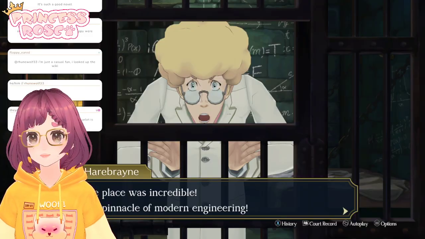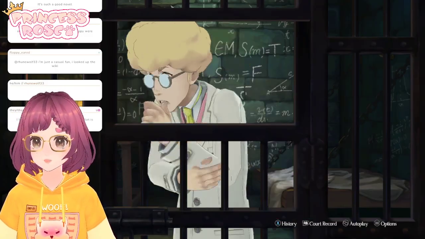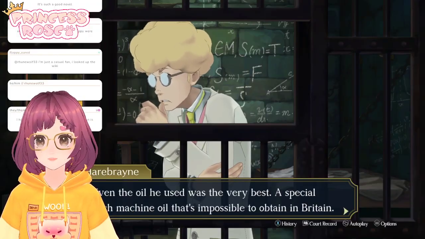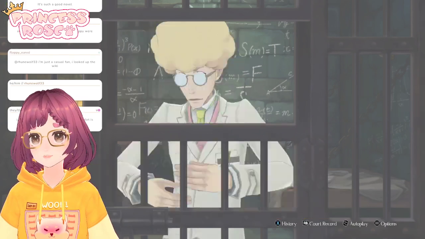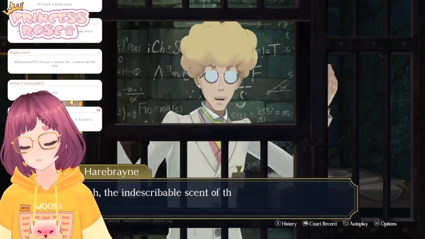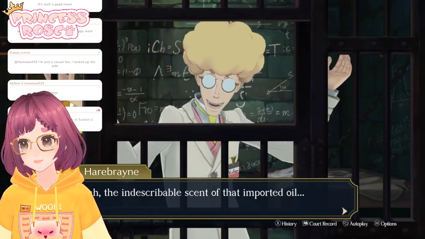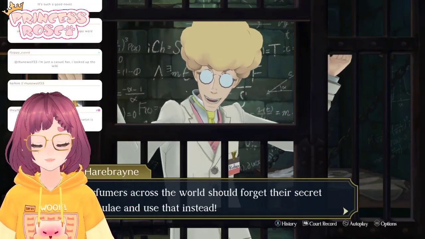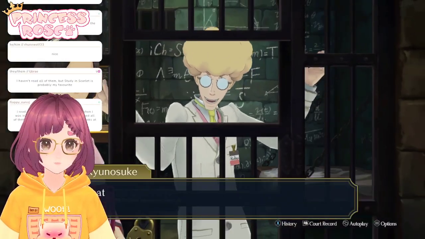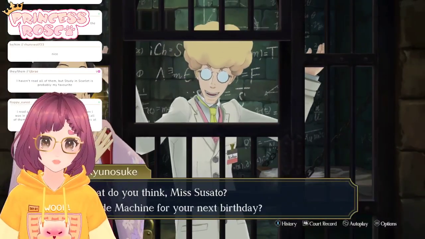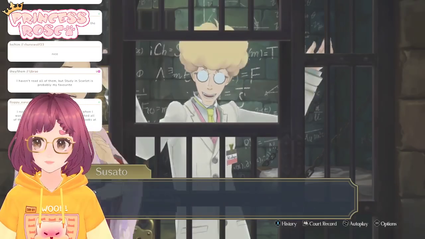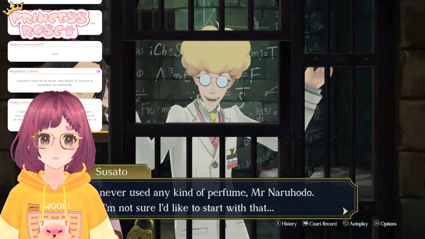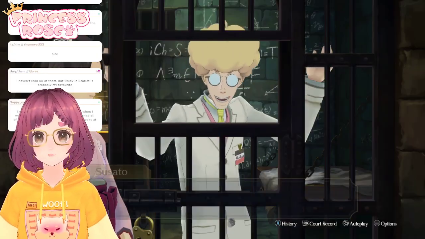The blaze was incredible, the pinnacle of modern engineering. Even the oil he used was the very best, a special French machine oil that's impossible to obtain in Britain. The indescribable scent of that imported oil. Perfumers across the world should forget their secret formula and use that instead. What do you think, Miss Usato? Eau de machine for your next birthday? I never used any kind of perfume, Mr. Naruhodo, and I'm not sure I'd like to start with that.